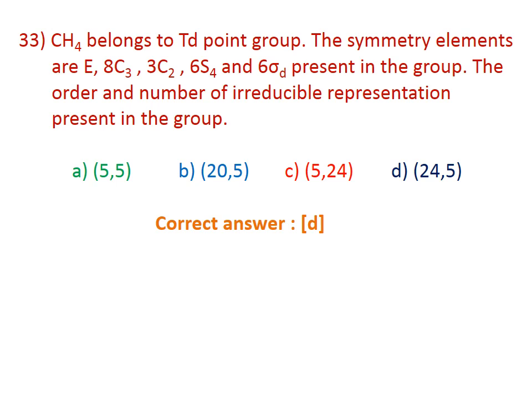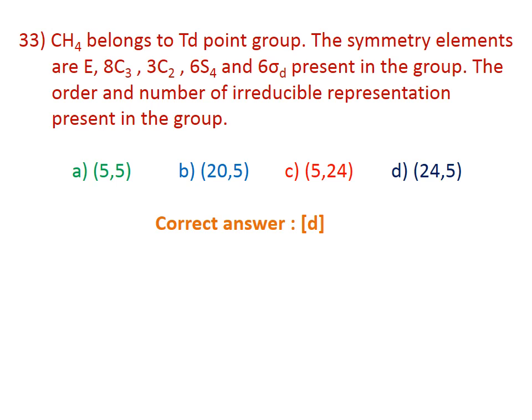Question number 33. CH4 belongs to Td. Methane belongs to the Td point group. The symmetry elements are E, 8C3, 3C2, 6S4 and 6σd present in the group. The order and number of irreducible representations present in the group? You know very well what the order is: the number of symmetry elements present in the group. You add E is 1, plus 8C3, plus 3C2, plus 6, plus 6.